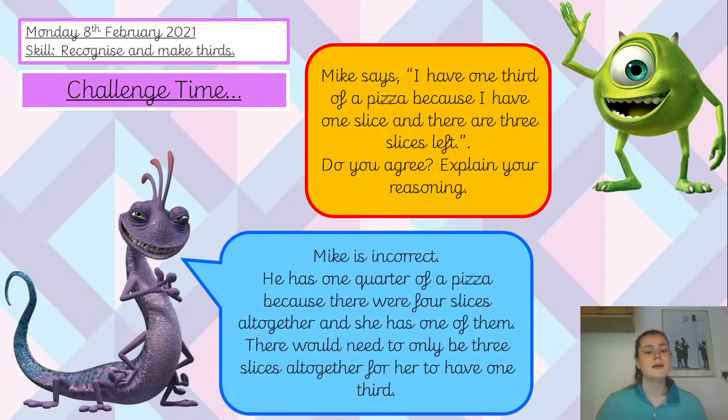Okay, so Mike is incorrect. He has 1/4 of a pizza because there are 4 slices altogether. So if he's holding one and he's got 3 left on his plate, 3 add 1 make 4, don't they? So if the pizza's been split into 4, then we know that that's been split into quarters. So there would need to be only 3 slices altogether for him to have it in thirds. So if he was holding one, there would only be 2 left on the plate if it was split into thirds. Well done if you spotted that and wrote that into your book.